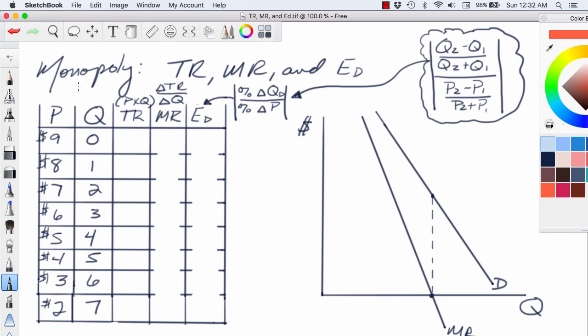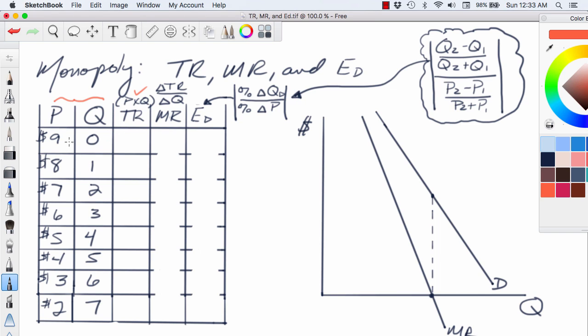Notice over here on the right side that we have a table. This table basically shows in data form the demand curve. So as the price drops by 1, sales increase by 1, 100, 1,000, 1 million, whatever the amount might be. Total revenue is price times quantity.